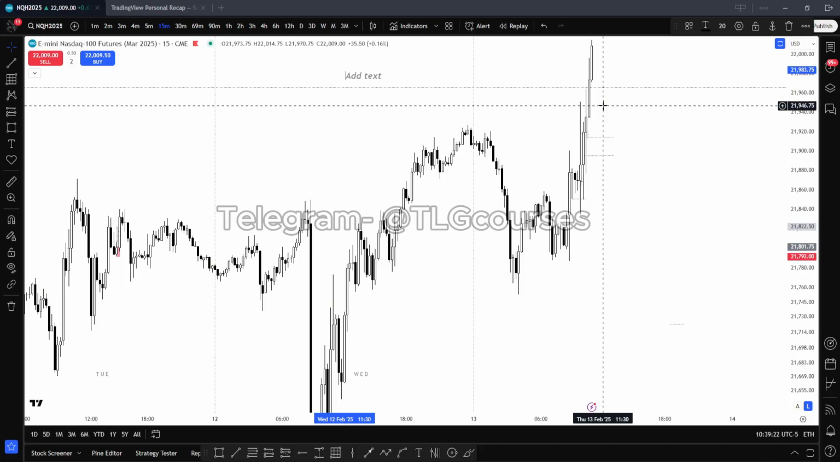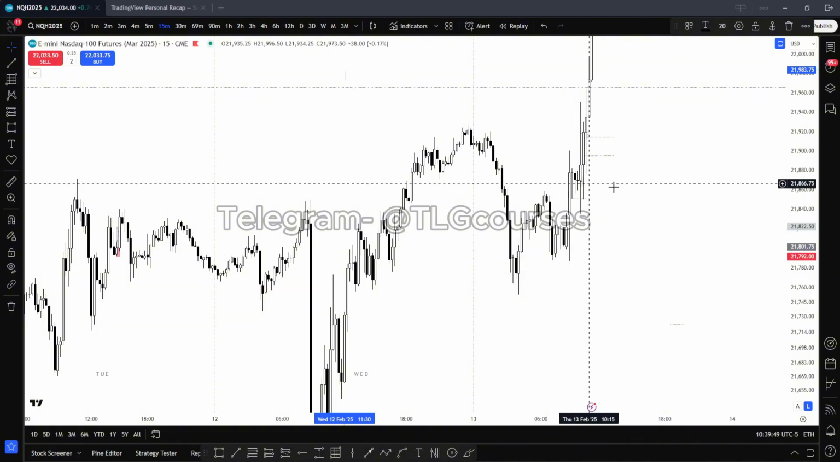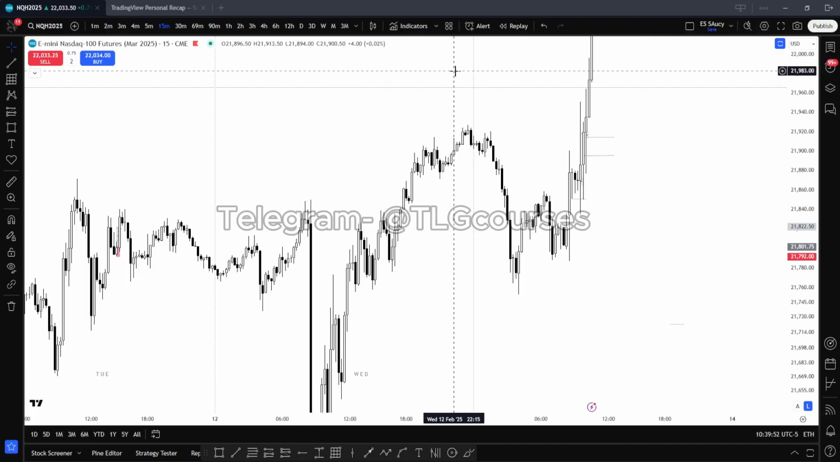That's the title. So it could have been a London reversal. It could have been a 3 a.m. model. It could have been a 9 a.m. model. It could have been a 10 a.m. silver bullet. It could be an 8:30 news driver low of day. It could be any of this. It's about you having a title for that day.